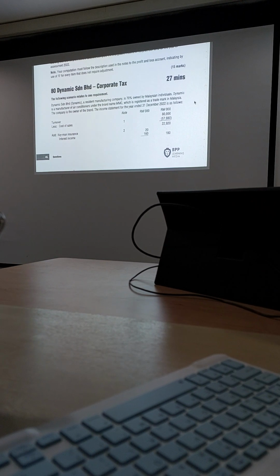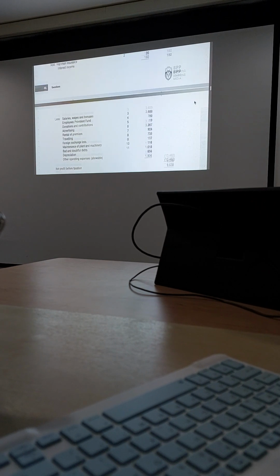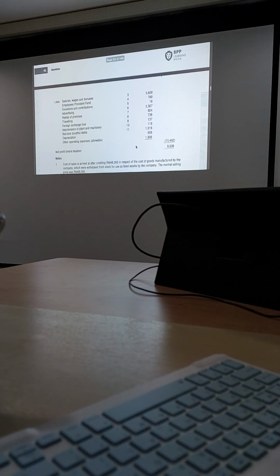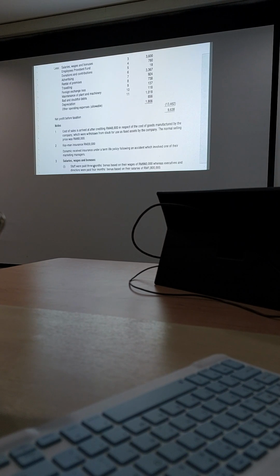let's look at the first one. Cost of sales. Okay, this one then, but do remember, you have to double tick everything one more time. Depreciation, nothing there. This one all allowable, so no problem. Correct? Yes. So, we will leave the other allowable there, not an issue. Now, let's look at this one. Cost of sales is arrived after crediting 48,000 in respect of goods, cost of goods manufactured by company which were withdrawn from stock for use as fixed asset by the company. Normal price is 68,000. Add back.